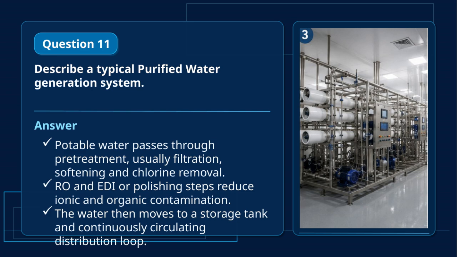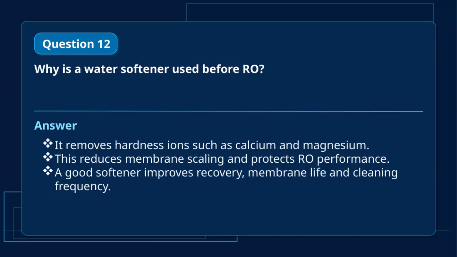This usually includes filtration to remove particles, softening to reduce hardness, and chlorine removal to ensure the water is safe and does not damage subsequent equipment. Next, the water undergoes further purification through reverse osmosis, or RO, and sometimes an electroionization, or EDI, step. Question 12. Why do we use a water softener before reverse osmosis, or RO?